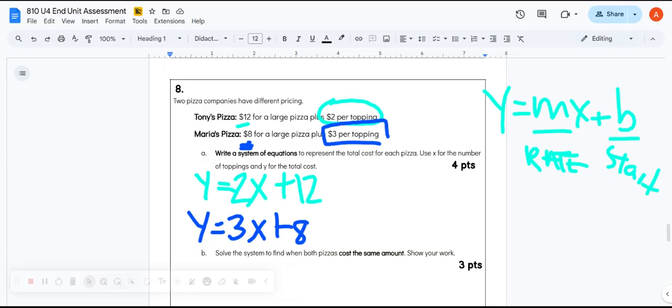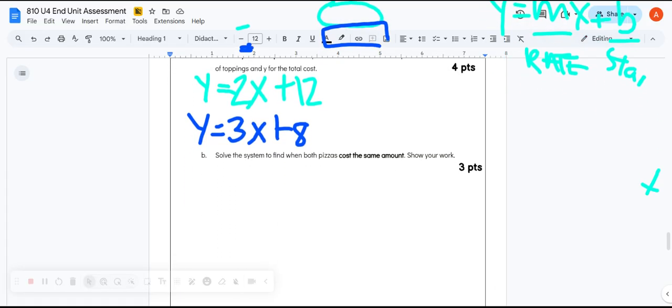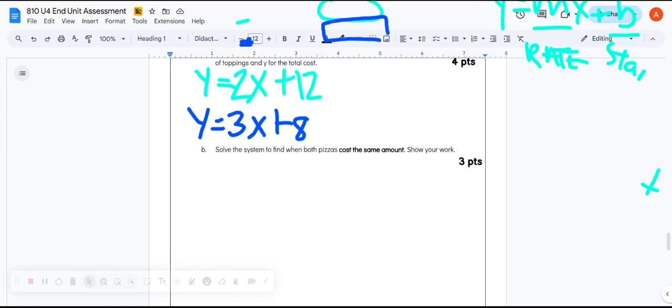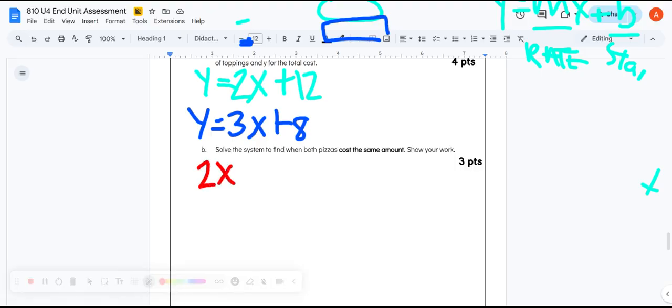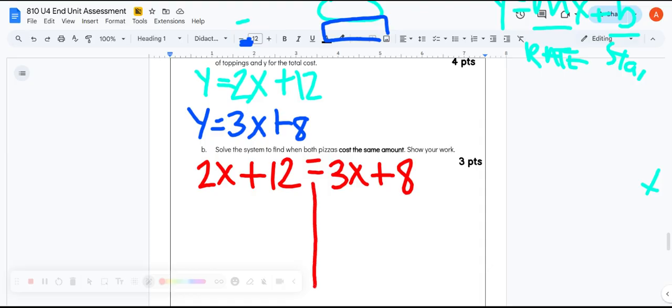Now it asks us on part B to solve the system to find when both pizzas cost the same amount. If I want to know when they cost the same amount, I want to know what x is equal to when I set my system up by setting both equations equal to each other. Because if they're equal to each other, that will tell me how many toppings it will be when they have the same cost, or pay the same.